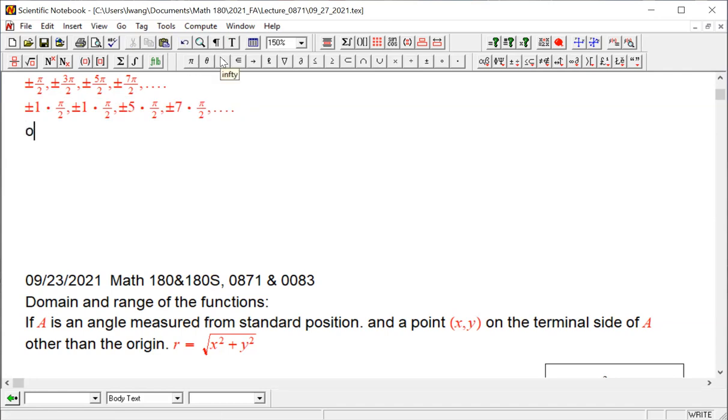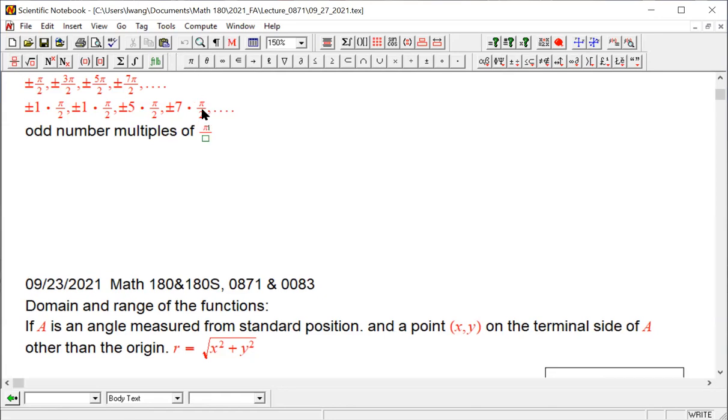Odd number multiples of pi over 2. Do you agree with me? Can you say the words? Do you agree with me?